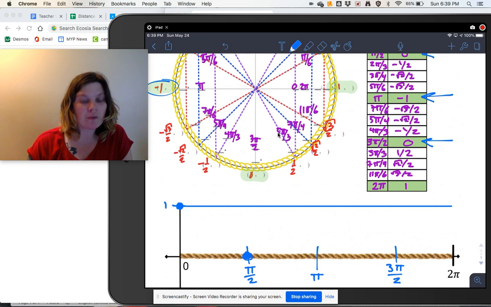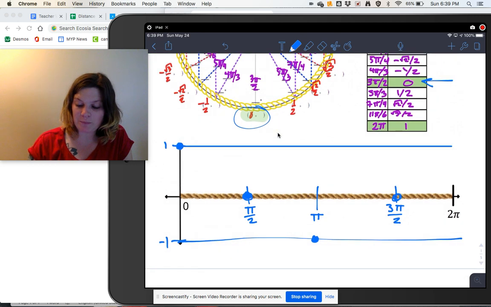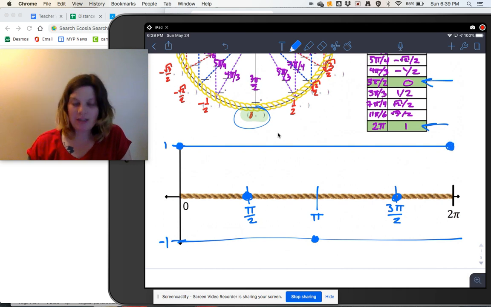All right, our next key value is at 3 pi over 2. That's 3/4 of the way around the circle. And we can see it's at 0, our neutral value on the y-axis again. So that's that point. And then finally, we're at 2 pi, and we're back up to our maximum again where we started. And the graph looks exactly the same as a sine graph.